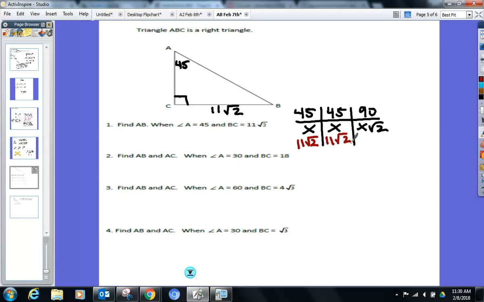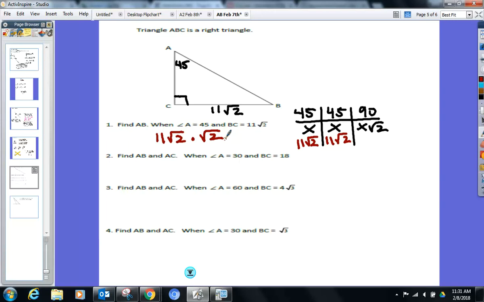All right, everyone ready, focused in. What do you need to do to this side to get to the side across from 90, which I'm asking for? Multiply it by radical 2. So I'm going to take 11 radical 2 and multiply it by, what's the rule? Radical 2. Now we have to review a little algebra from last year. But is everyone all right? No. What's the rule? Take that side and multiply it by radical 2.